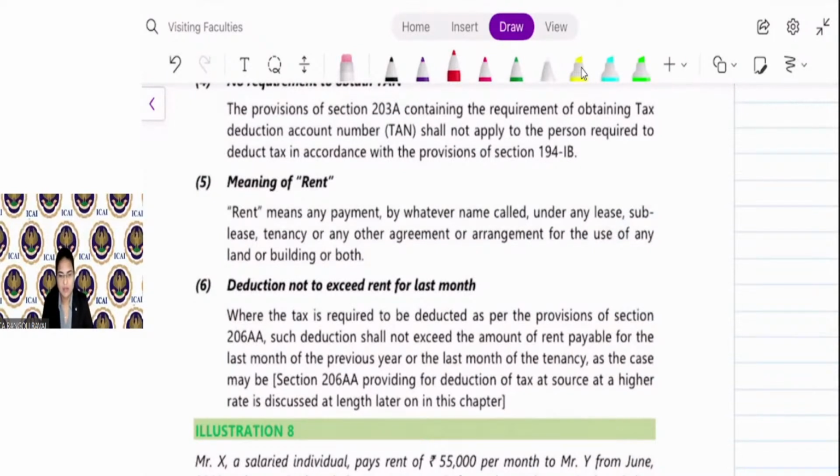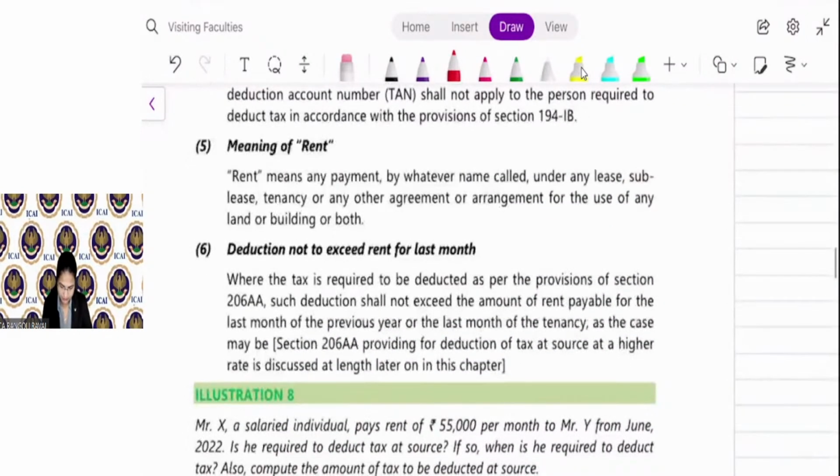Up till now, everyone clear? Yes, you have to deduct TDS on the entire amount, that is 55,000 into 12, and whatever amount comes at 5% is required to be deducted as TDS. We will discuss one illustration in which the entire provision is covered.